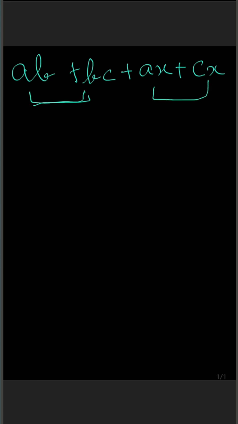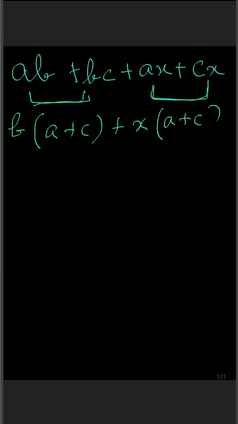and these 2 terms together, what we see in the first 2 terms is that B is common. If we take out B as common, we would be left with A plus C in the bracket, and from the second group we have X as common. So if we take out X as common, we are left with A plus C.